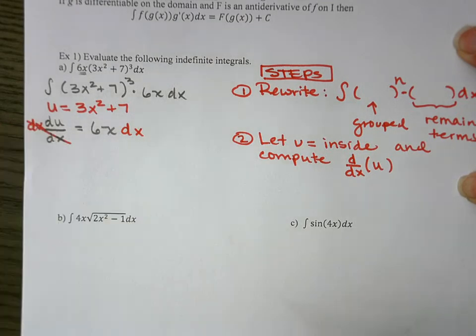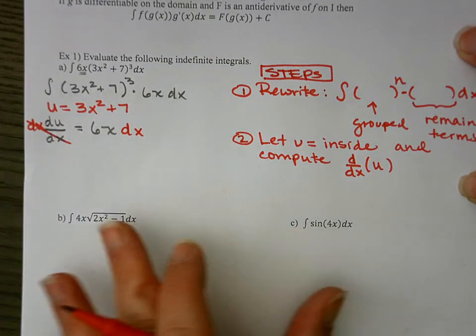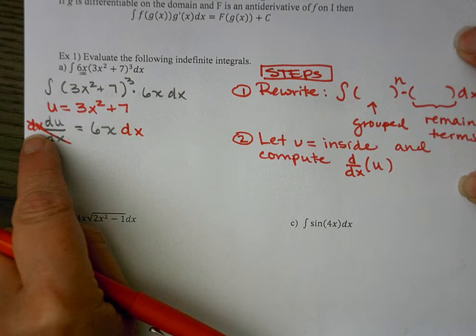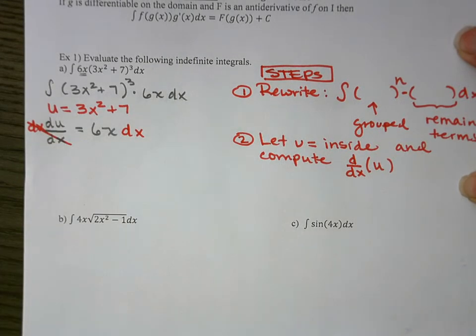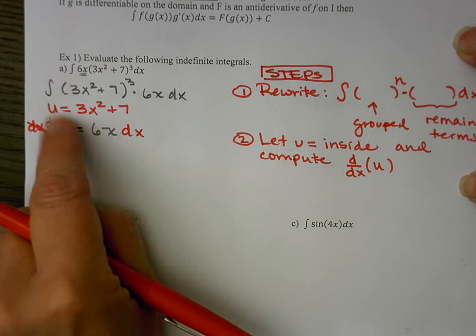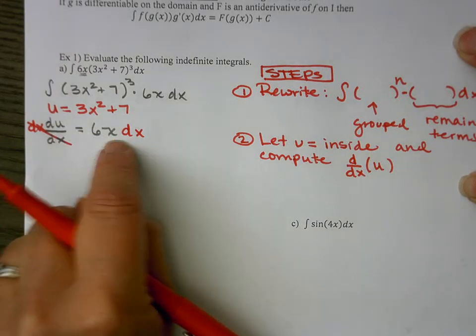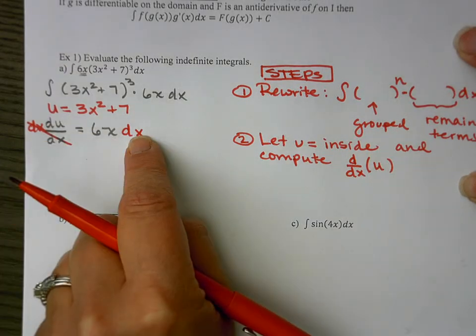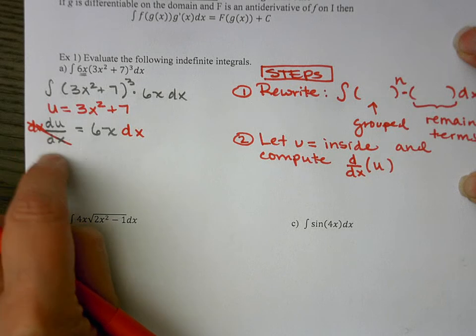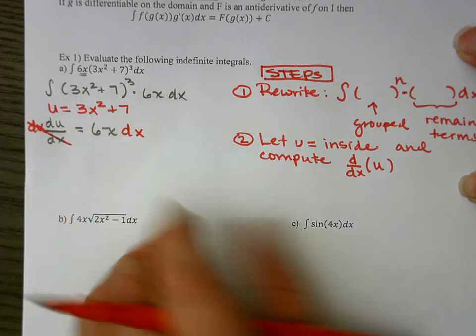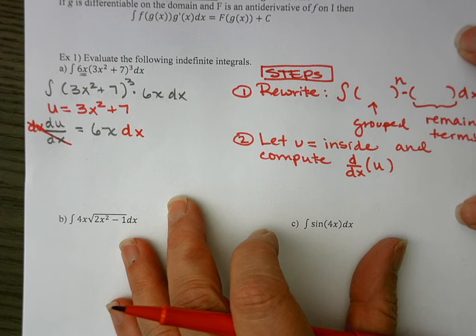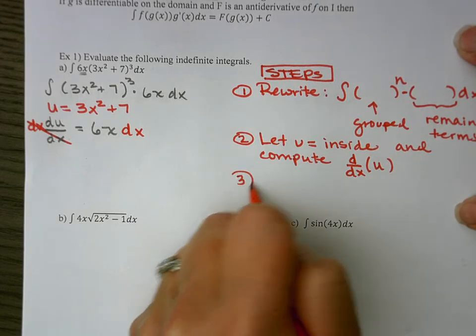So I'm going to do that every step. I will think in my brain du over dx is equal to 6x, and then I'm just going to multiply that dx over every time. So you'll never see me write the du over dx. I'll say it out loud, but then I'm just going to multiply the dx over each time. Okay. So then once I do that, now I'm going to substitute.